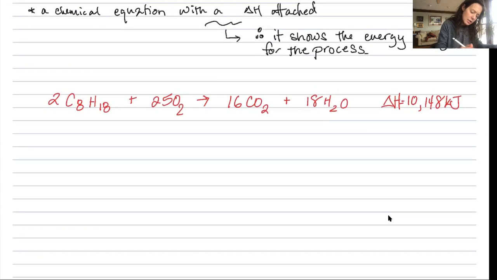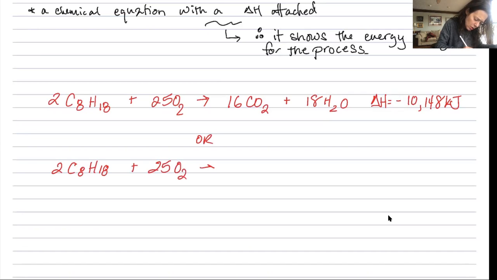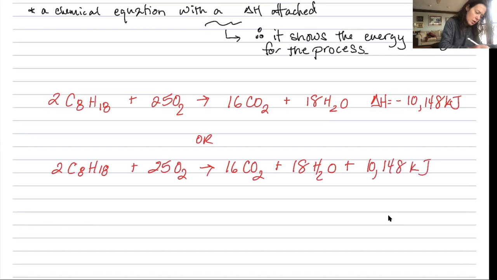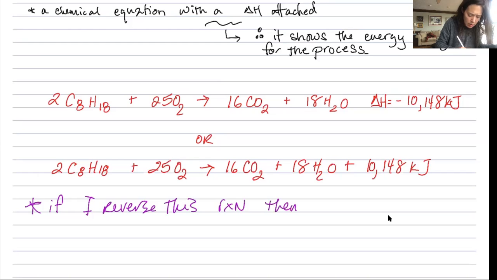Right? So, guys, I could write delta H is equal to negative 10,148 kilojoules, or I could write 2C8H18 octane plus 25 oxygens yields 16 carbon dioxides plus 18 H2Os plus 10,148 kilojoules, right? Now, if I reverse this reaction, then it is no longer exothermic, but is now endothermic, all right?